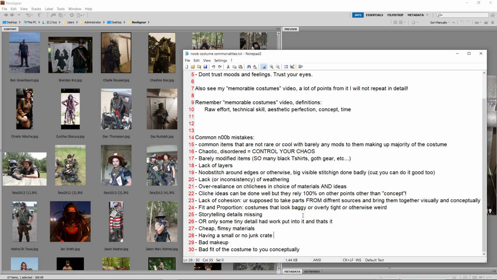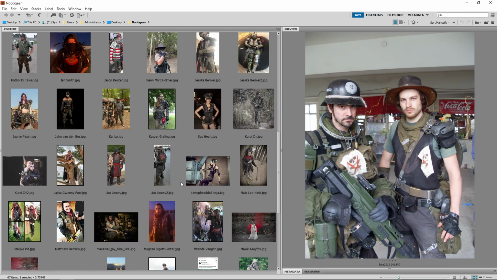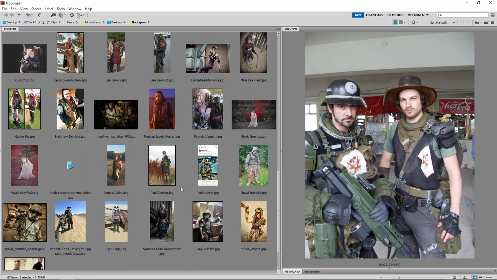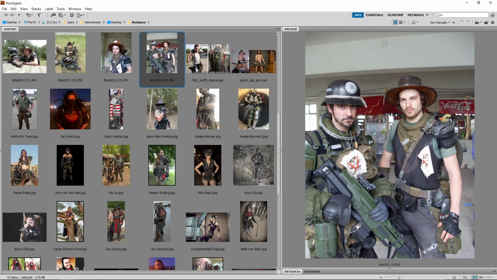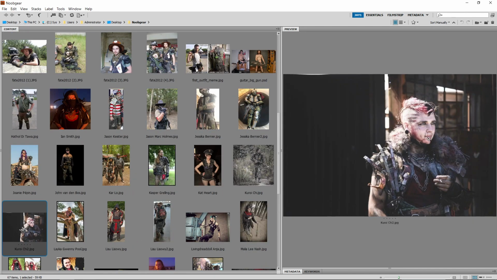Now, bad makeup. I don't actually have examples of this here. I only have examples of some good makeup. Where was he? Here it is. This is some nice makeup going on here. So some good makeup can make the whole costume better. Some bad makeup will mess it up. And it's better to have no makeup than really badly done makeup.